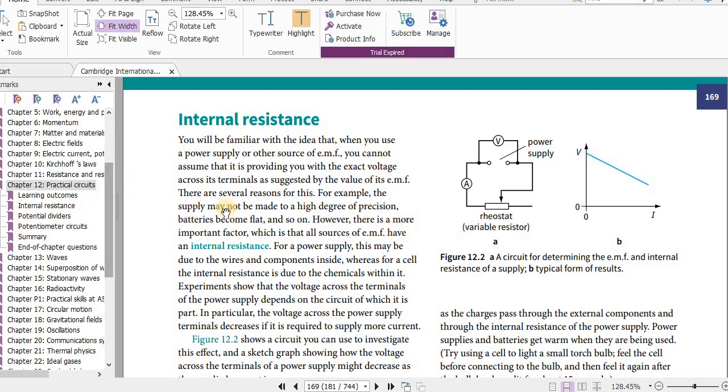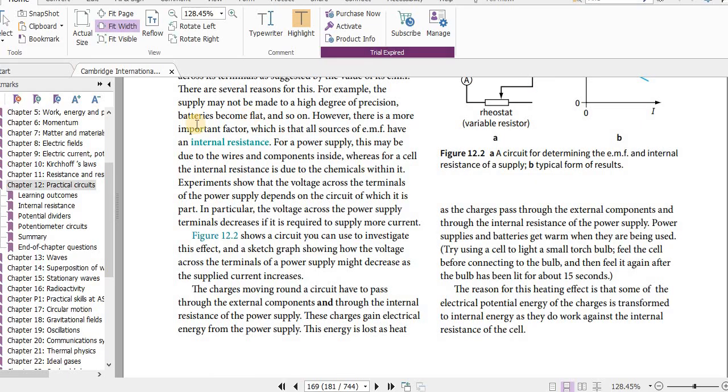Okay, then one of the more important factors, which is that all sources of EMF have, that is internal resistance, which shows a smaller value for the potential difference across the power supply compared to its EMF. And here you know the reasons for the internal resistance. That internal resistance causes the potential difference to be less than the EMF.